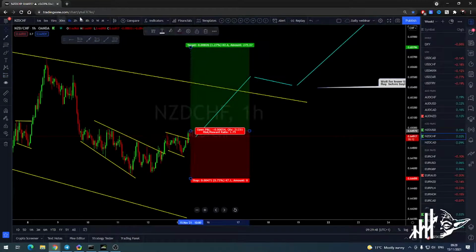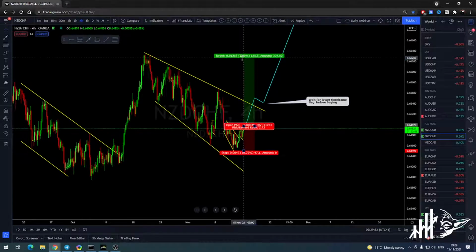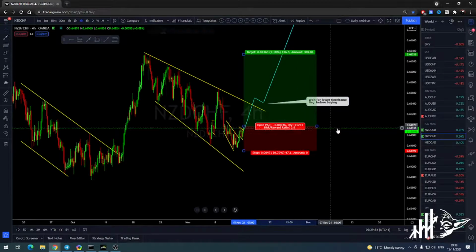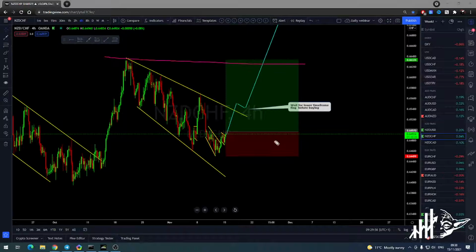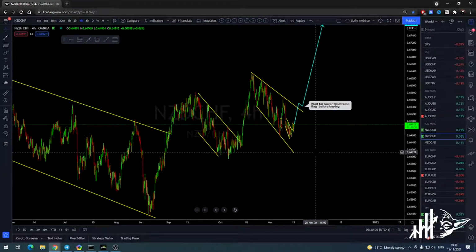This, and to break out of the structure, is your target. I do recommend the first target is the previous stop. This is at least 3% of profit, but of course you will add more trades once you catch it. So you have to put that on your watch list. Definitely it's a good chart to watch.